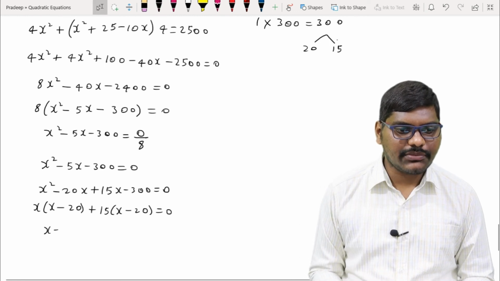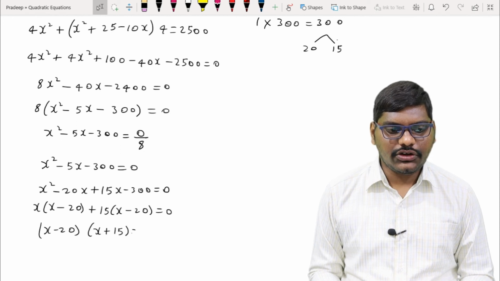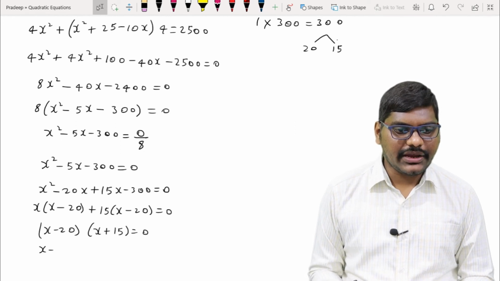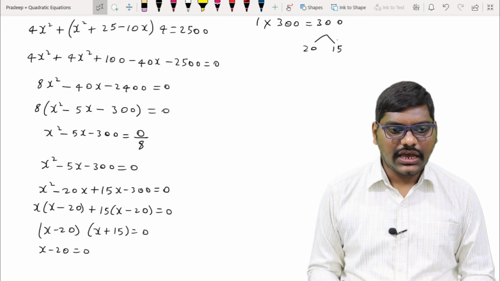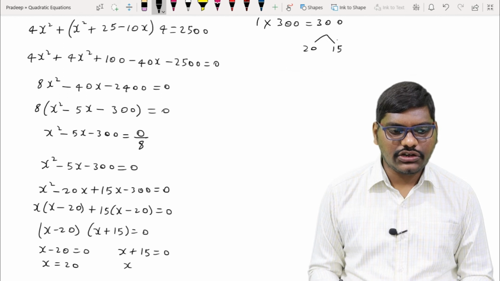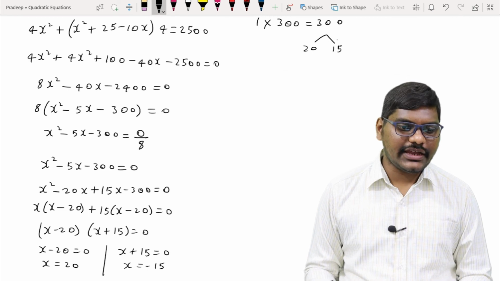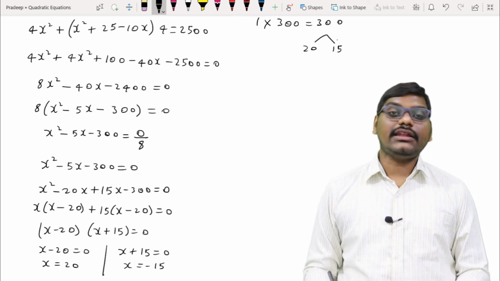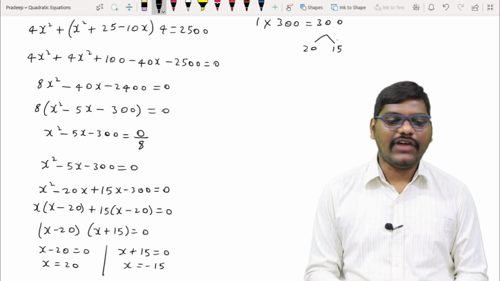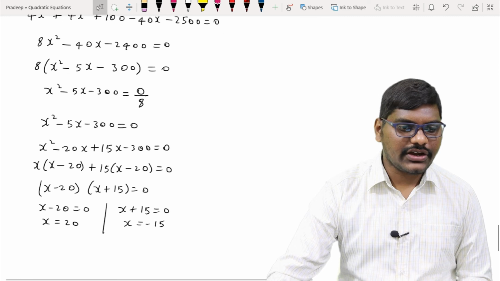So this is becoming x minus 20 common, and the remainder is x plus 15 equal to 0. Separately I'll make it x minus 20 equal to 0, and x plus 15 equal to 0. If I send this 20 to the other side, this becomes x equal to 20, and this I can write as x equal to minus 15. So these are the two values which we got, x equal to 20 and x equal to minus 15, whereas minus 15 we can consider as a negative value. So the x value we got is 20. Let's go forward.